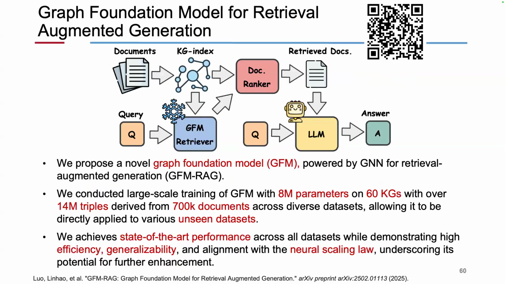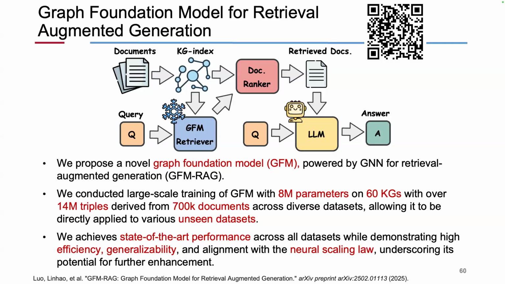In order to address this limitation, we propose the first graph foundation model for LLM retrieval-augmented generation. In this framework, we present the first graph foundation model retriever that combines graph reasoning with LLM reasoning, and we combine the two techniques together to enable better retrieval-augmented generation. Basically, we design a graph foundation model, also powered by a graph neural network, and it has been trained on over 60 different knowledge graphs with 40 million triples.